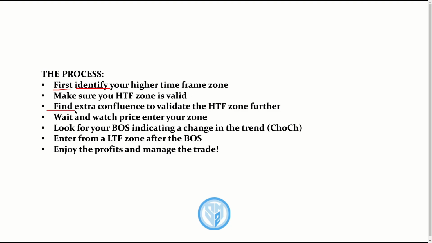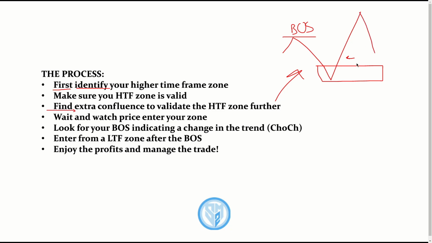Now, the third thing you want to do is find extra confluence to validate that higher time frame zone. So for example, if we've got this higher time frame bullish order block, and it follows all the rules, so it's got a break of structure right here, it's got high volume over there, it's not mitigated yet because price hasn't tapped back into the zone.